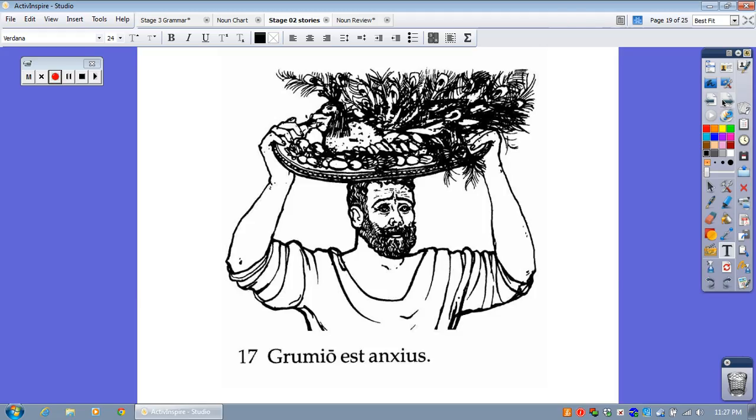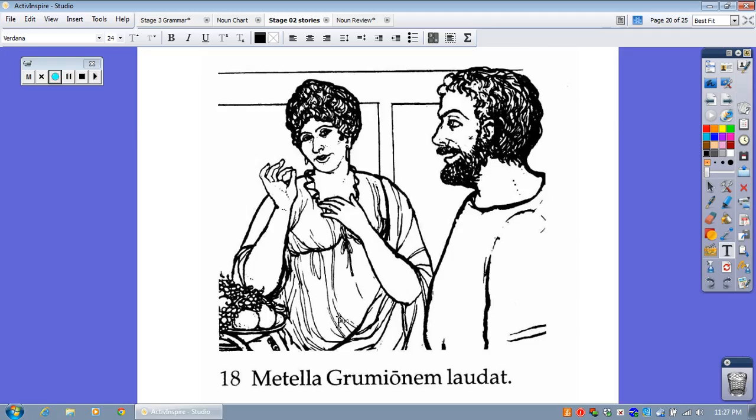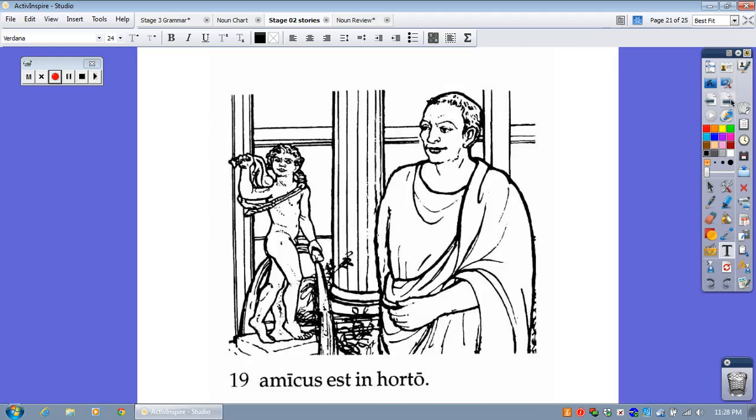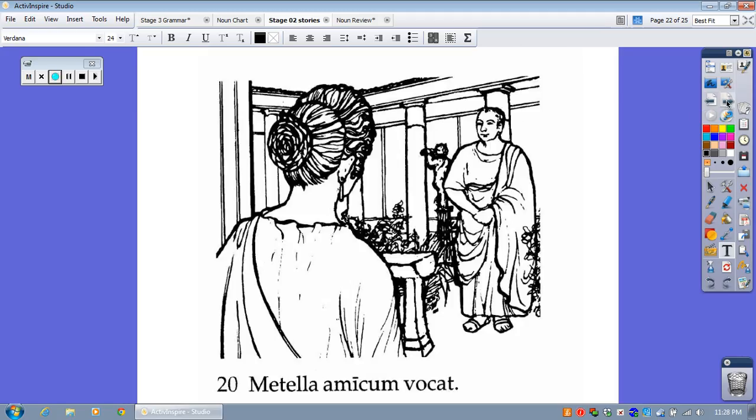Grumio est anxius. Metella Grumionem laudat. So Grumio, subject, versus Grumionem, ends in an M there, direct object. Metella praises Grumio. Moving on, amicus est in horto. The friend is in the garden. Look, we have amicus here versus Metella versus Grumio. Think about that. Metella amicum vocat. Metella calls the friend.